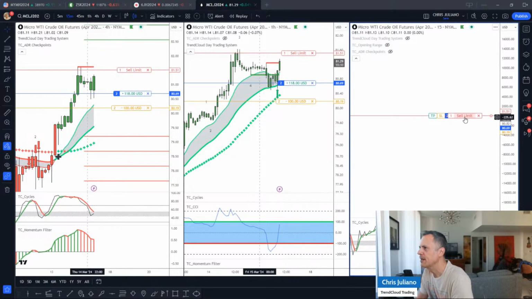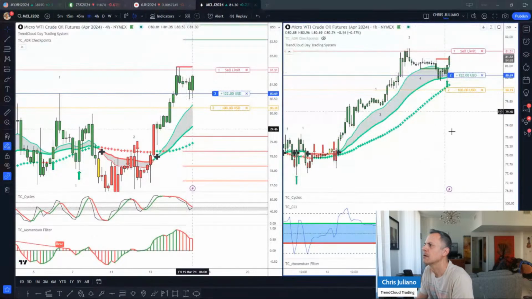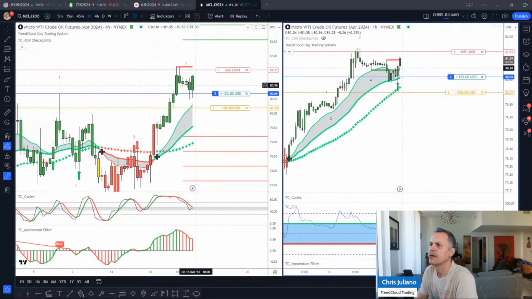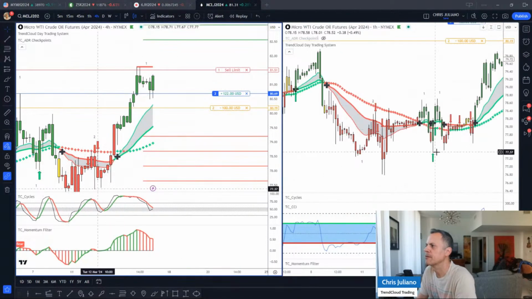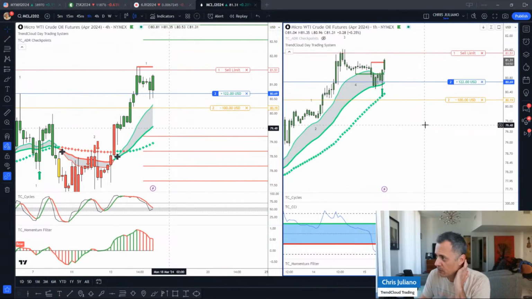I'm not sure what the heck. What in the heck is going on here? I'm not sure what's going on with that chart there. The chart got messed up somehow. But we are in this trade.